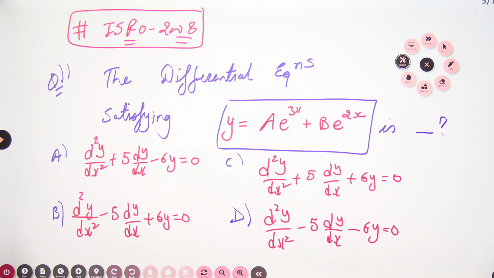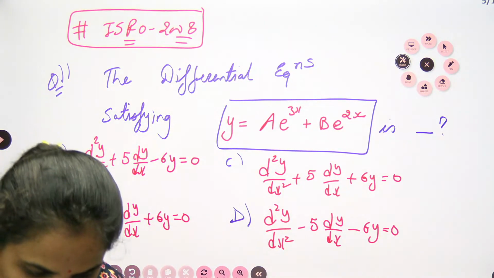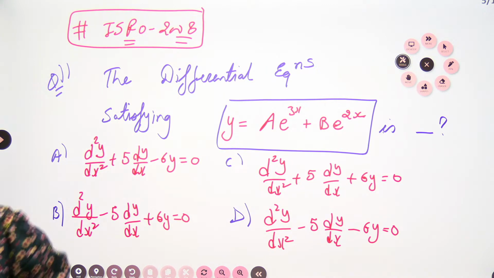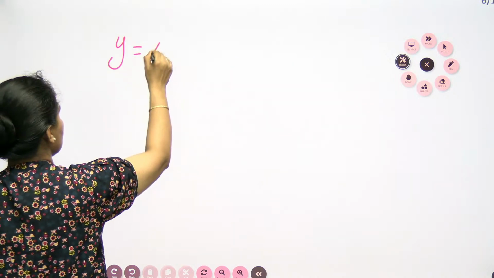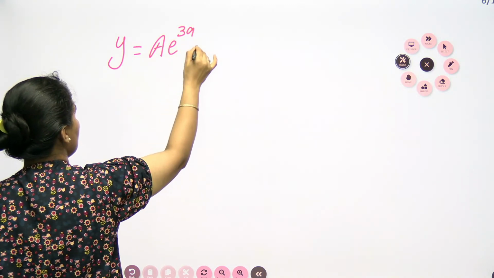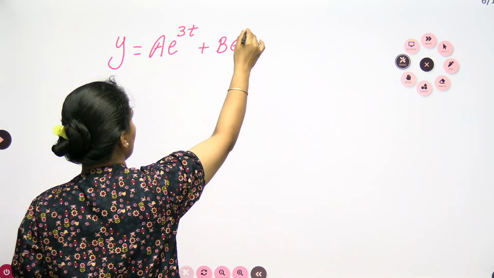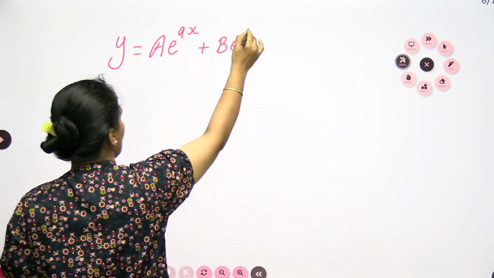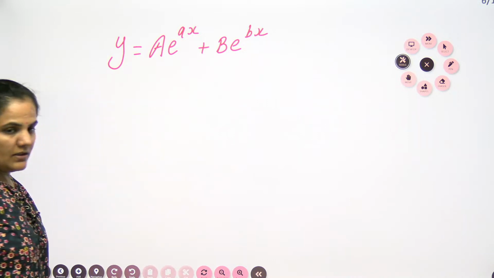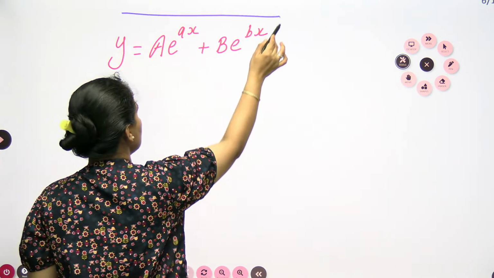Let's approach it. We can solve the question first of all as we know very well. Suppose I am taking a e to the power ax plus b e to the power bx. Suppose I am writing in a general form: if I am having an equation like this, the solution is written like this.